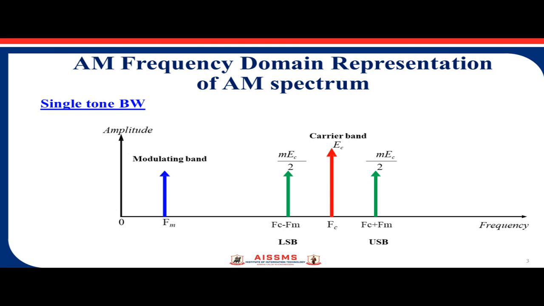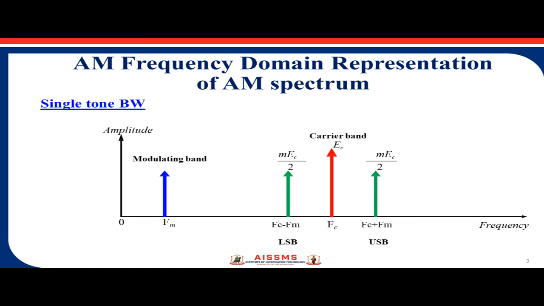In a single tone system, the modulating signal consists of only one frequency component, and this signal is modulated by the carrier signal. As you can see in the spectrum, FM is represented by the blue line, that is the single frequency component.